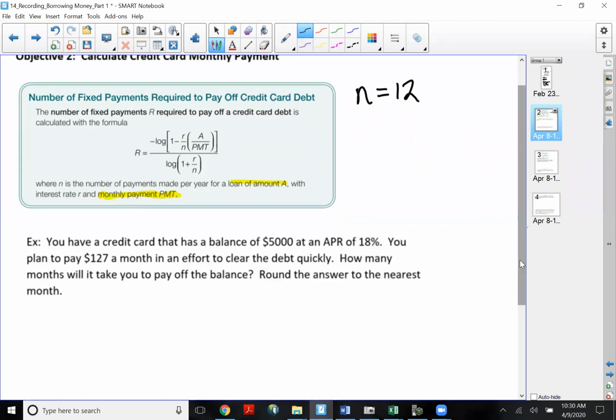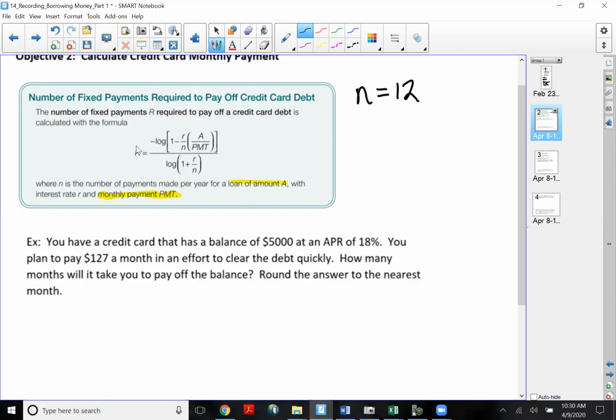Let's look at some examples. I got two of them here. You have a credit card that has a balance of $5,000 right now at an APR of 18%. Let's say you plan to pay $127 a month in an effort to clear the debt quickly. How many months will it take you to pay off the balance? It's looking for the number of fixed payments in order to pay off the $5,000. We are not charging any more on this credit card.